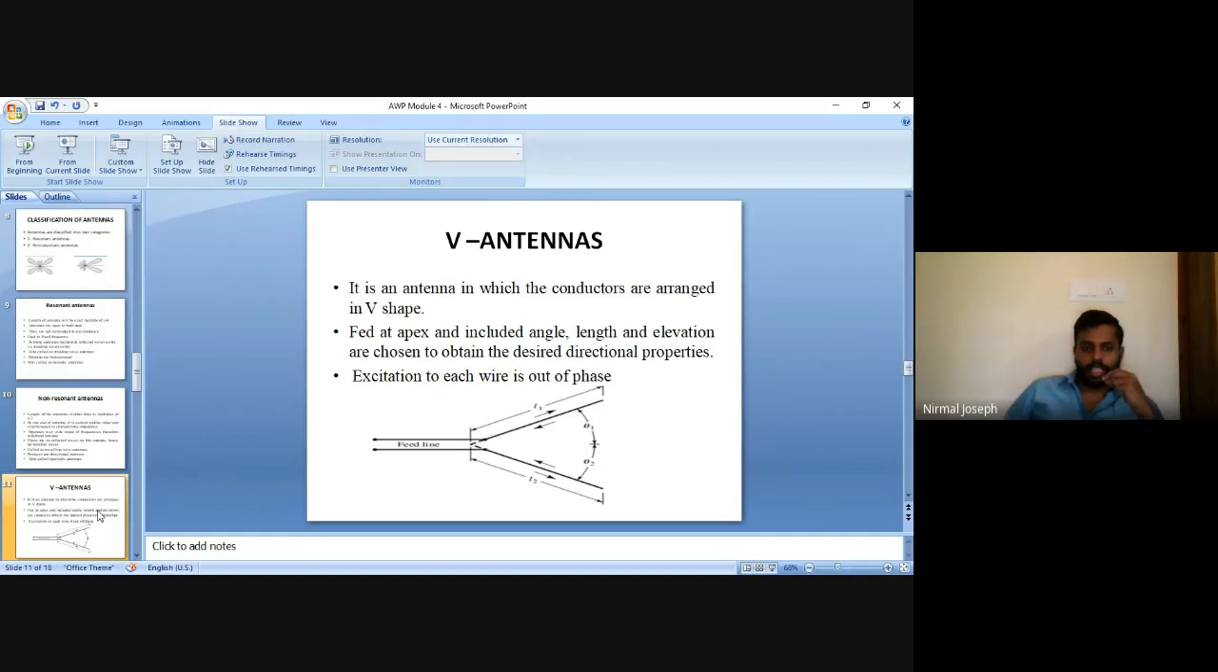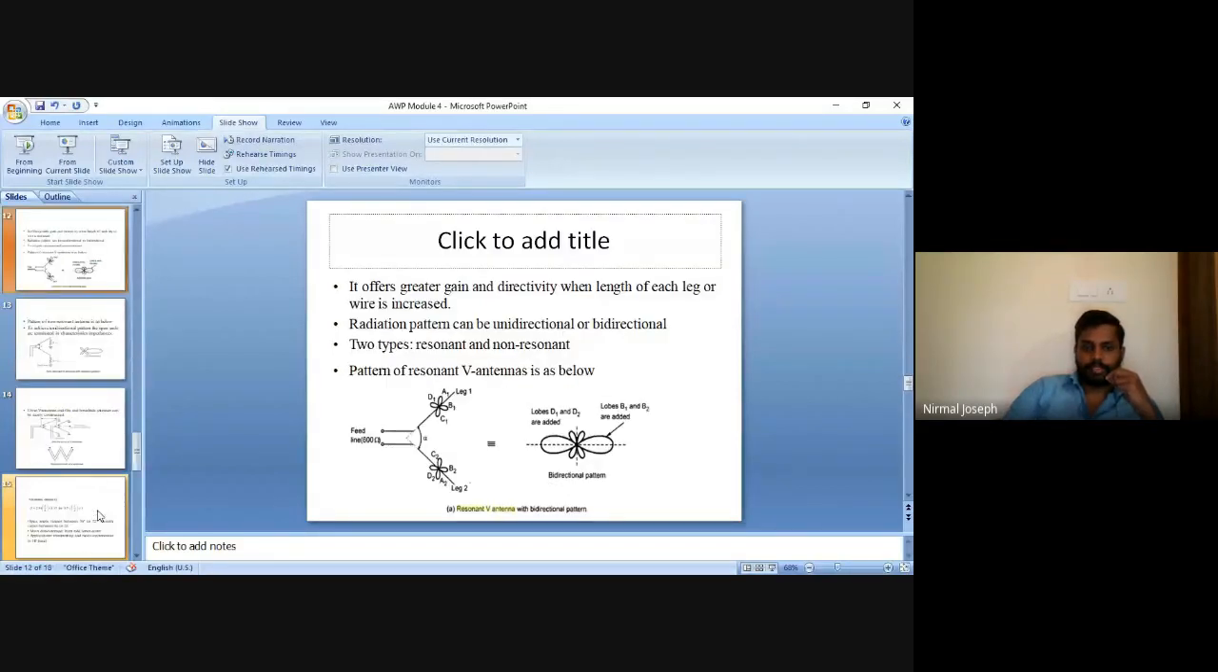Excitation to each wire is out of phase. Each wire will be fed with the same signal with opposite phase. It offers greater gain and directivity when the length of each leg or wire is increased. We are increasing the length of each leg, and greater gain and directivity we can achieve. Radiation pattern can be unidirectional or bidirectional.